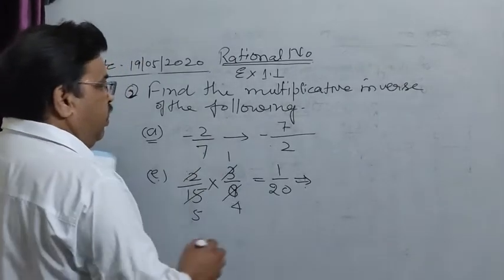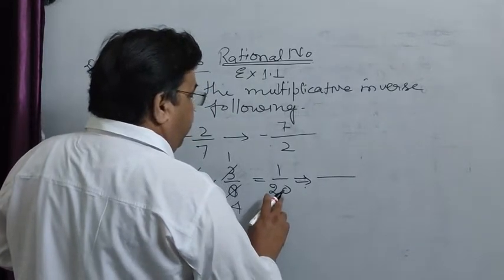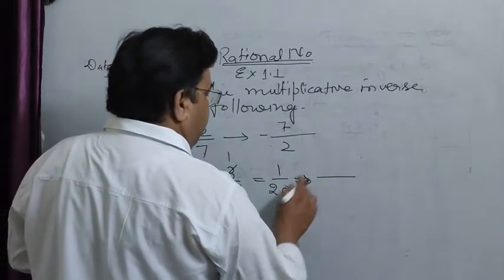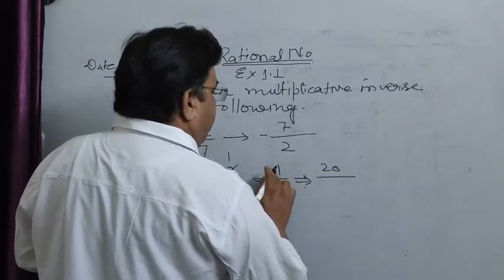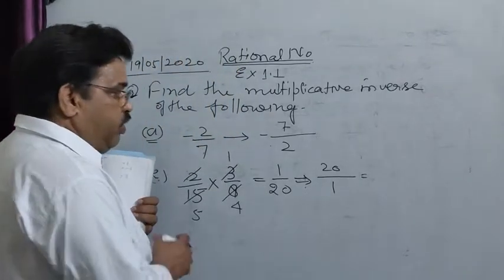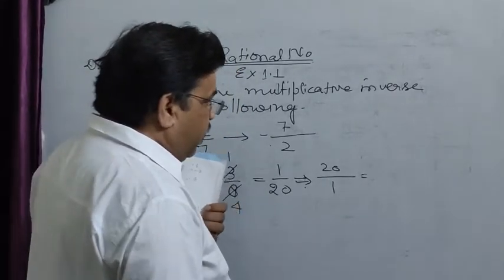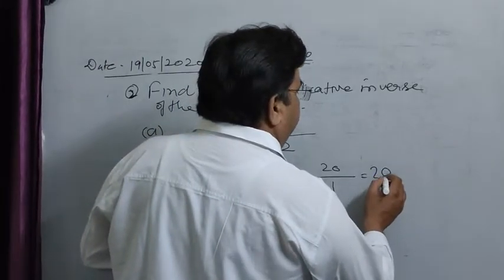Here you can write the multiplicative inverse of this number like this. The denominator becomes the numerator and the numerator becomes the denominator. If the denominator is 1, it is not necessary to write it in the denominator. Okay, you can write like this.